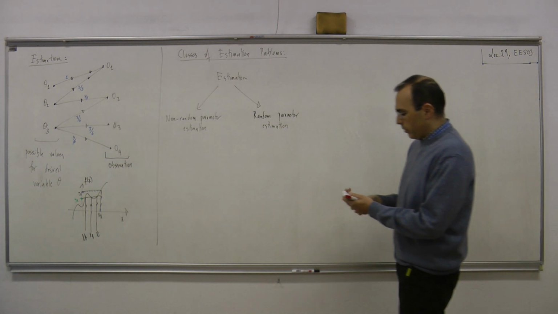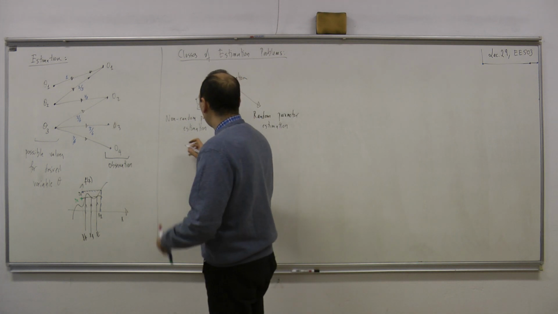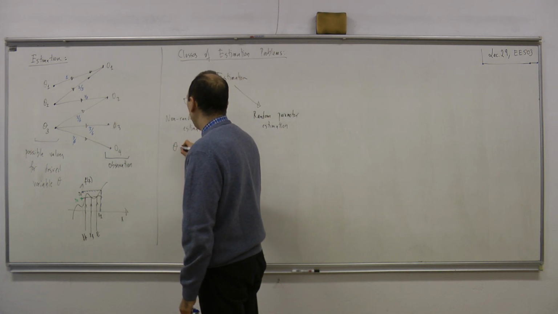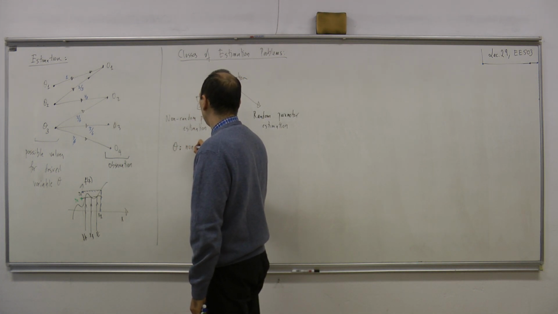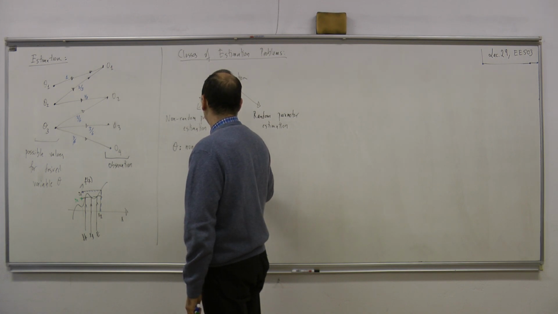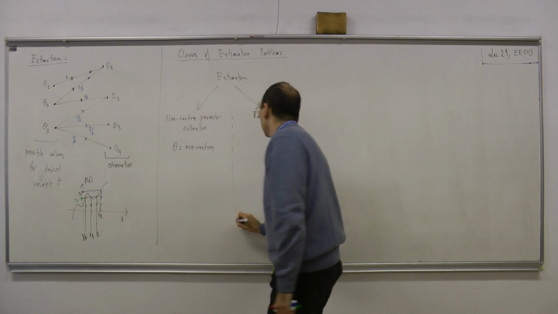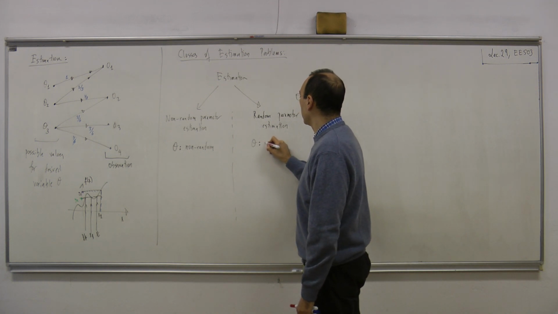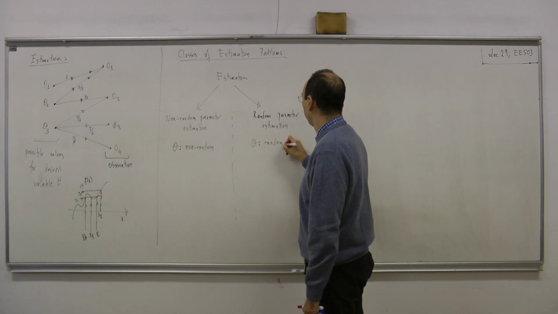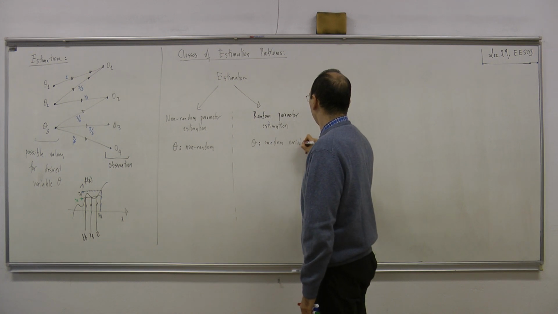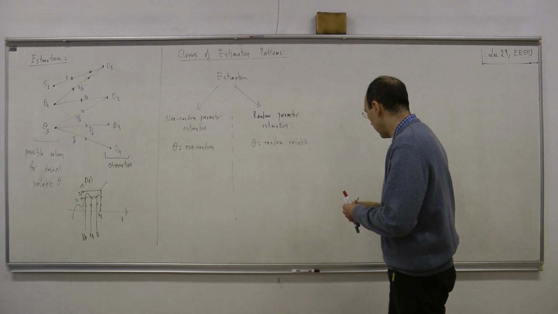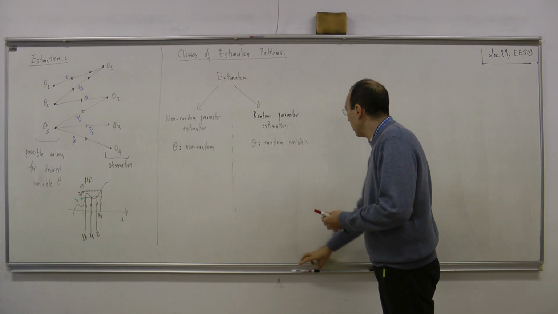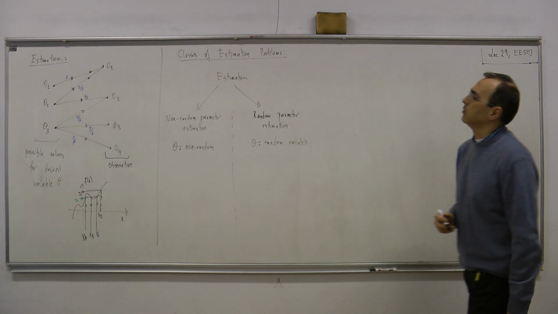So what do I mean by that? Over here, this desired variable theta is non-random. In the other one, theta is a random variable. So, what is the difference?